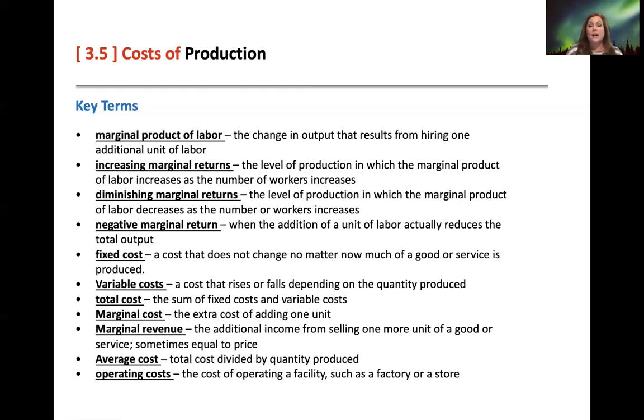Fixed cost. This is a cost that doesn't change no matter how much of a good or service is produced. Usually that tends to be rent, or if you took out a loan for capital goods, like equipment, things like that.